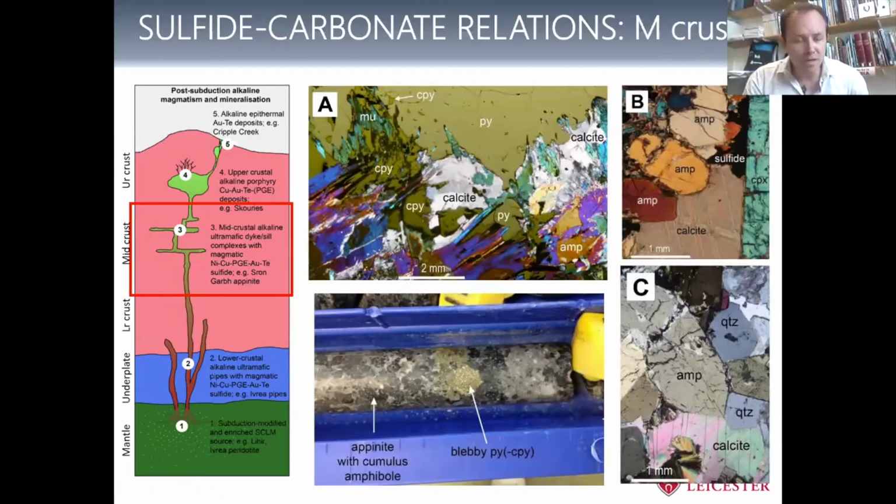Moving up to the mid crust, we were looking at some alkaline ultramafic rocks in Scotland, and there's a sulfide bearing one called Strong Garb. And again, we've got these blebby sulfides, pyrite and chalcopyrite here, which is reflecting that copper-rich flavor, which you tend to get. There's gold and tellurium in there as well. And this calcite looks pretty primary there with sulfide, and we've got sulfides here with calcite.